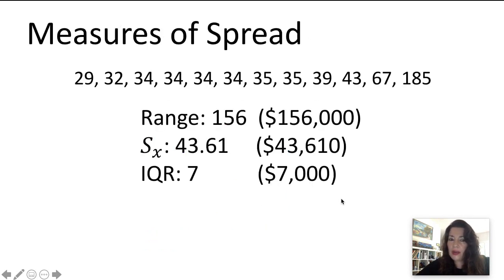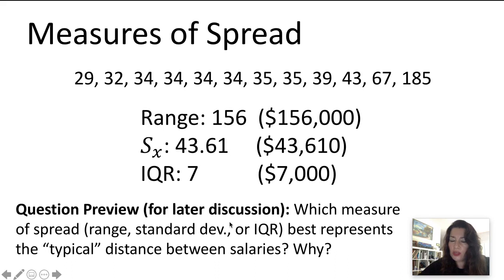All right, so here we have the three measures of spread. We have the range, which is the simplest one to calculate. It is the maximum value minus the minimum value. Then you have the standard deviation, which we showed how to find. And then we have our middle range, which is $7,000. So which one do you think would be a better measure of spread in this case? If you want, pause the video here and think about it.